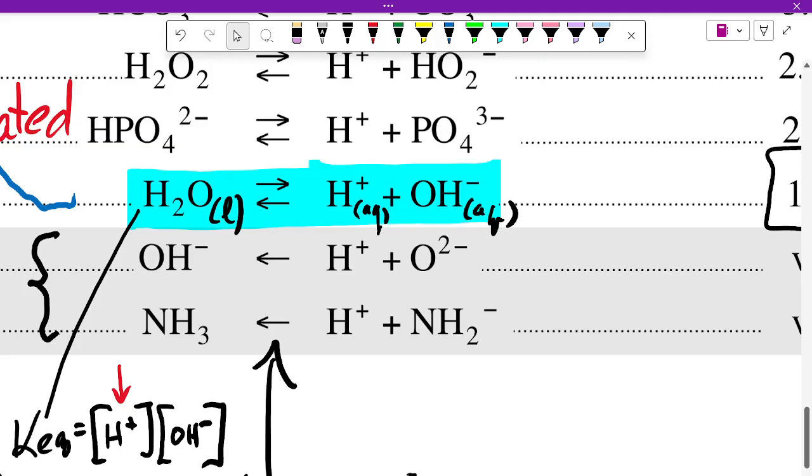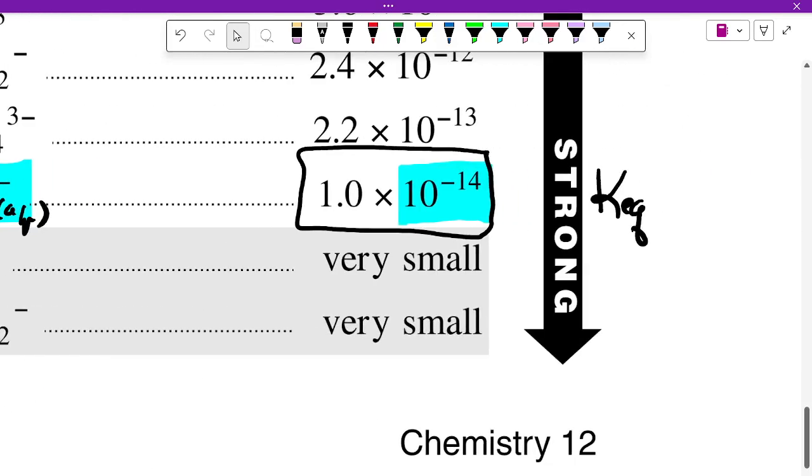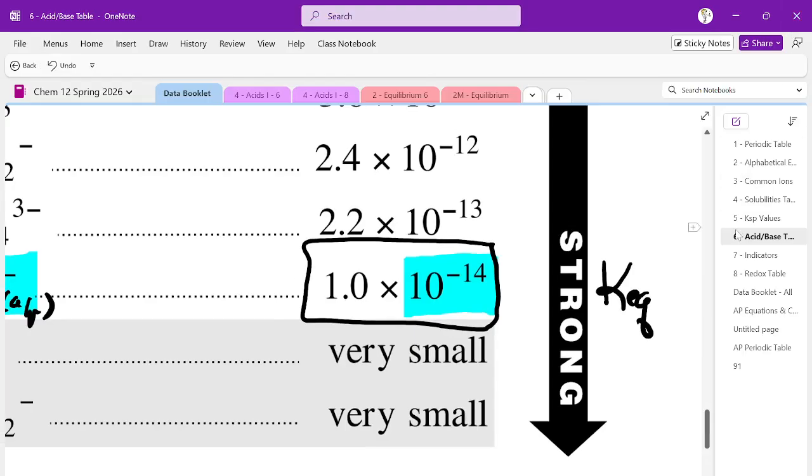It's like the special number. What was that special number? Feel free to look it up if you don't know it. Like 10 to the power of negative 14. 1.0 times 10 to the negative 14. Okay.